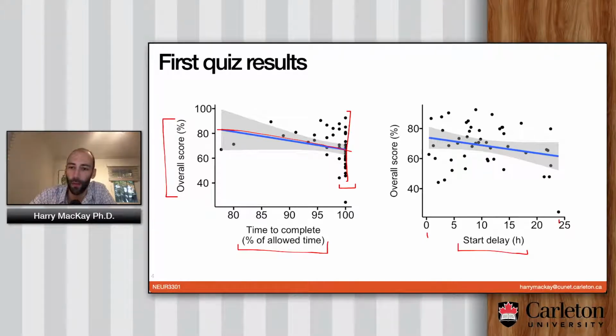But it seems as though it's not really. It's a bit of a negative relationship. So the longer students waited to write the exam, the worse they tended to do. Although, like I said, the variation is quite wide here, so you can't make any serious connections.